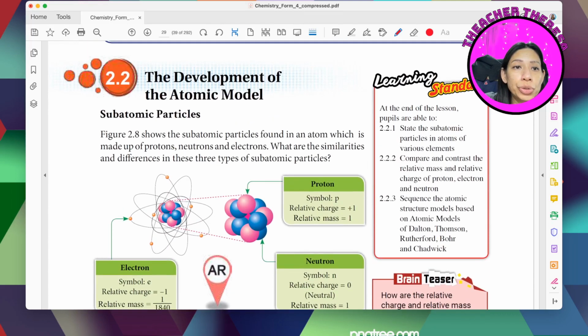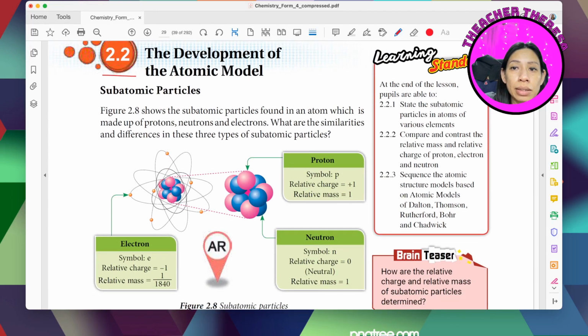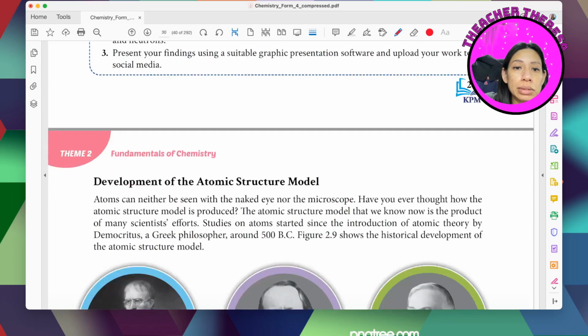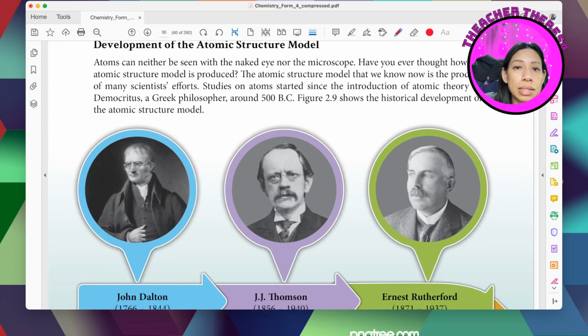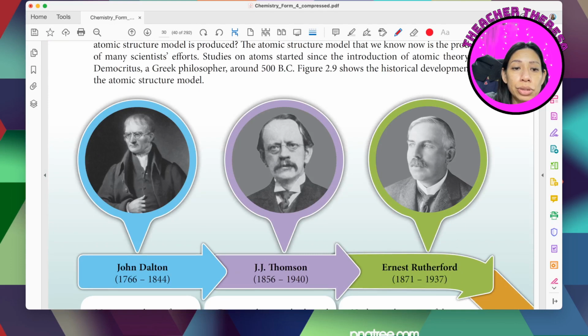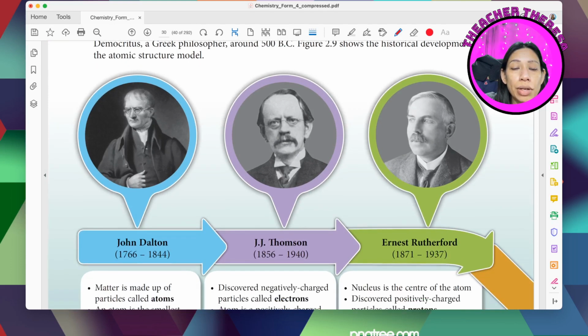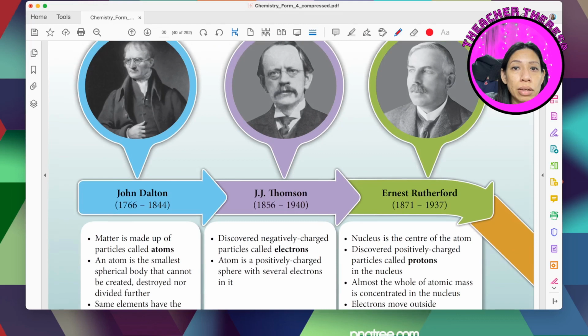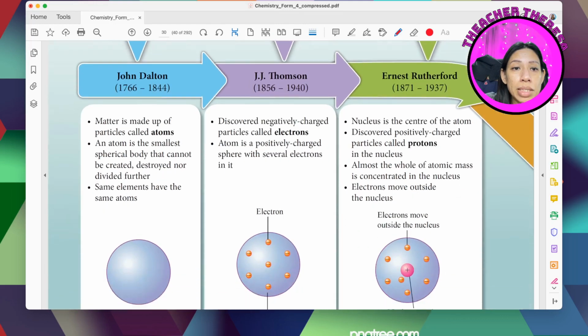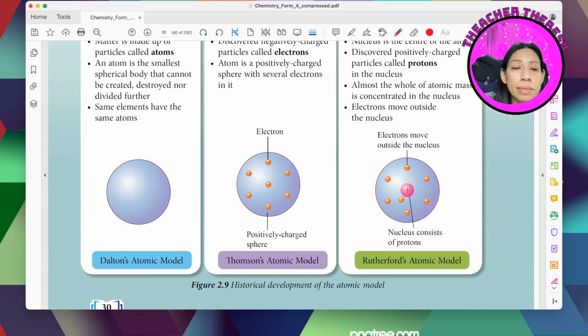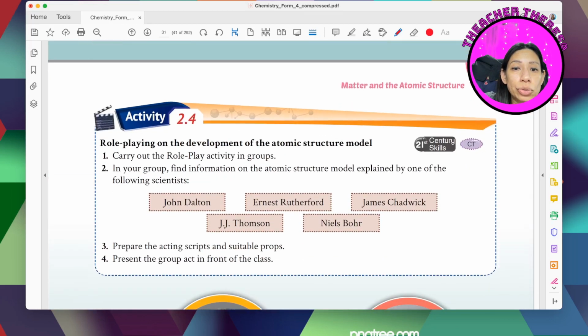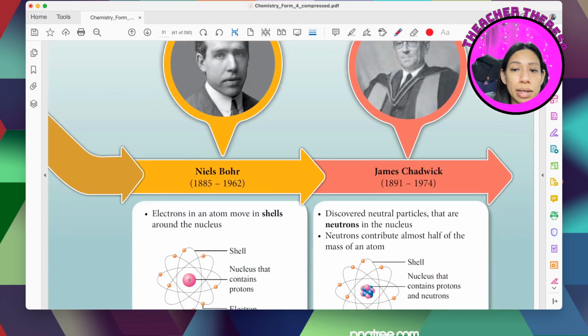Now we move on to 2.2. 2.2 will be on atoms. Before we talk about atoms, these are the scientists that contributed to the development of the atomic structure. Contributed to the development means there's always an initial structure that is not perfect, compared to the structure accepted until now.